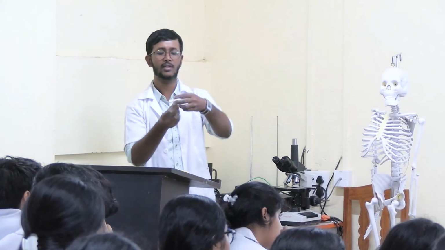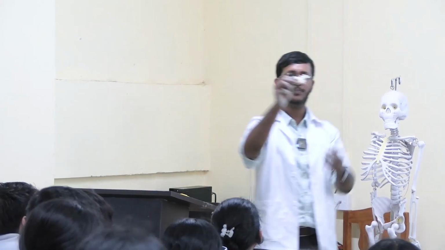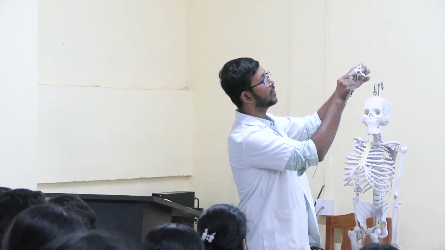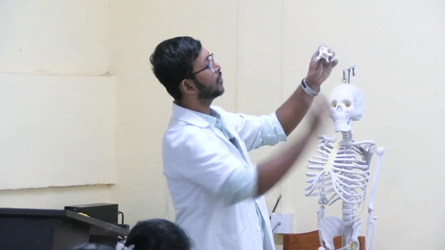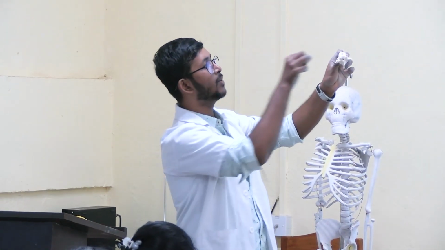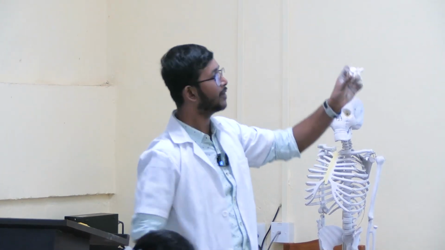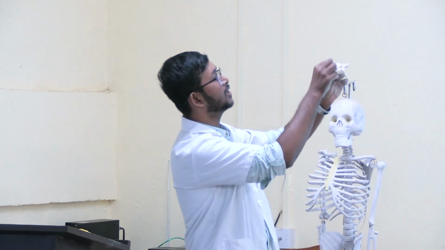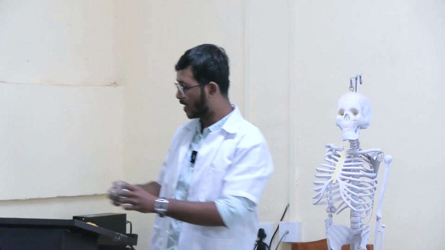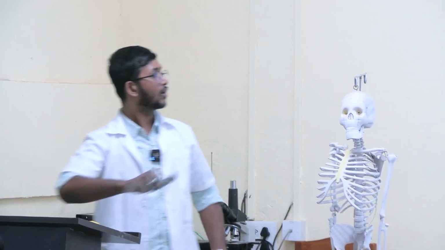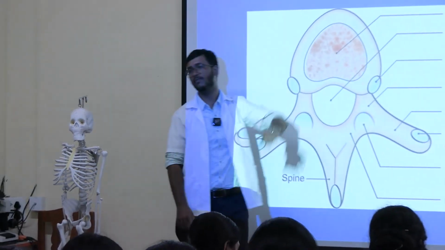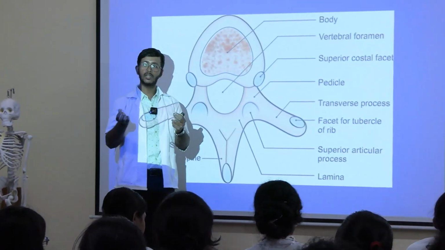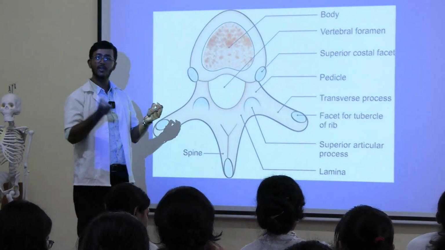So basically, this is your vertebra. On the superior surface, there are two facets. See these facets. With these two facets, the rib will come and attach. So basically, what happens? The corresponding rib attaches with the corresponding vertebra at the superior costal facet. And the lower rib will be articulating with the inferior costal facet.